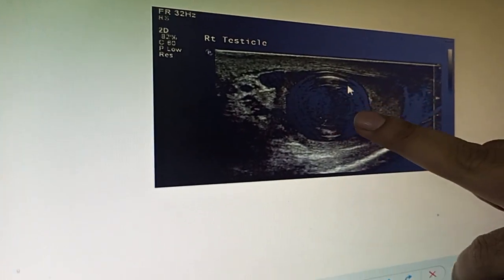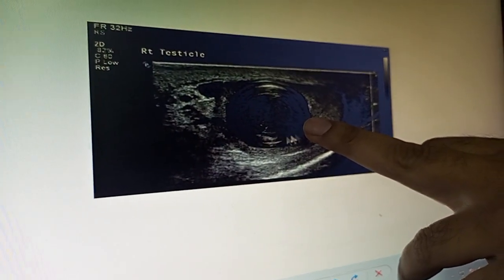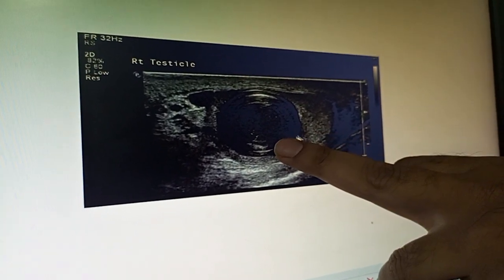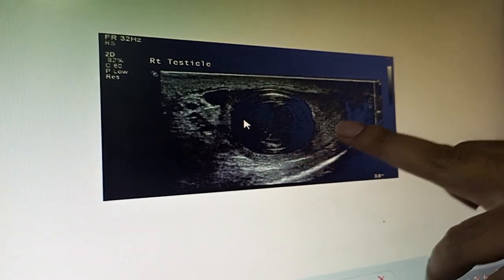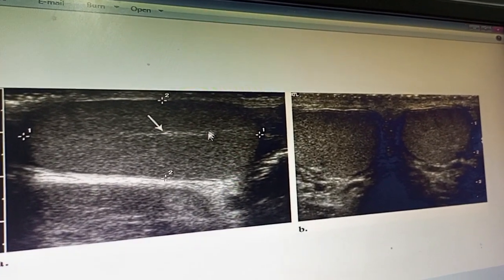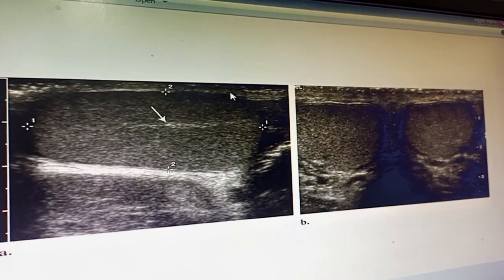This is the case of the epidermoid cyst of the testes. You can see alternating layers of hypo and hyperechogenicity, and this is the case of the epidermoid cyst of the testes. So today I have discussed the various ultrasound images and the various pathologies which are important when you are doing daily ultrasound cases.